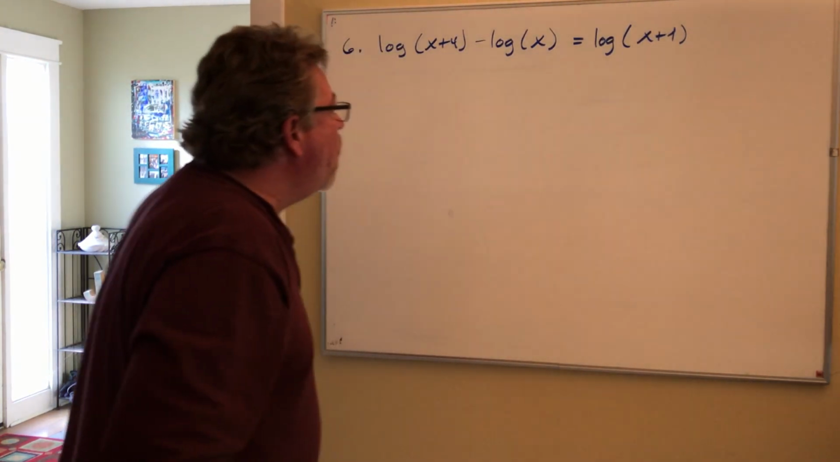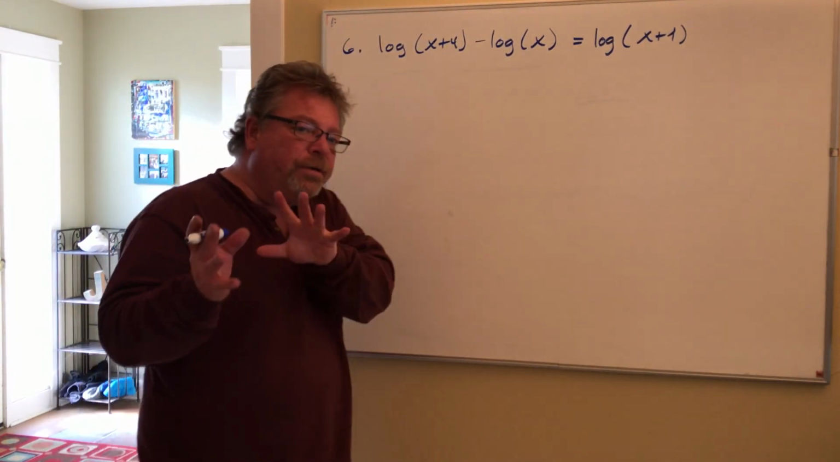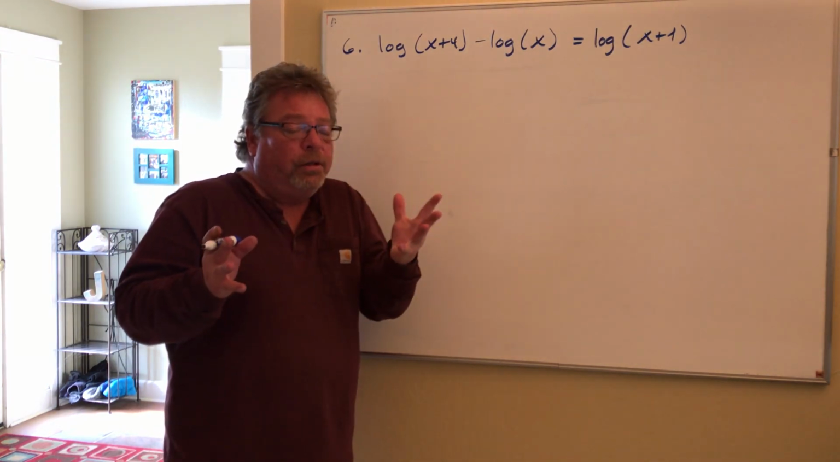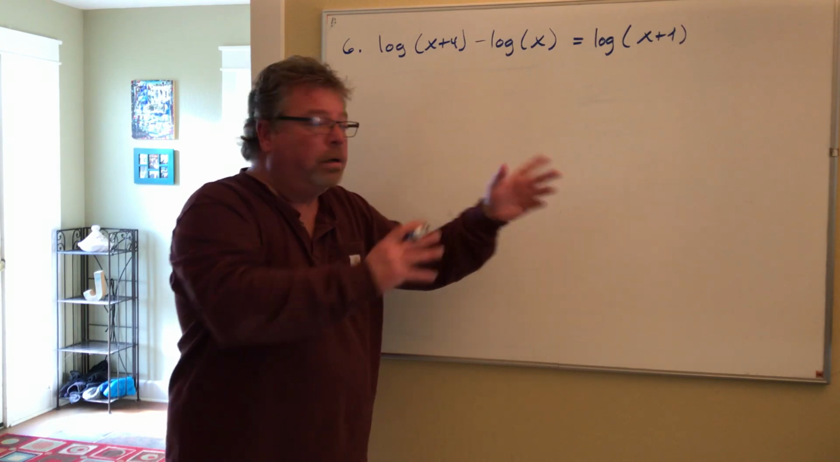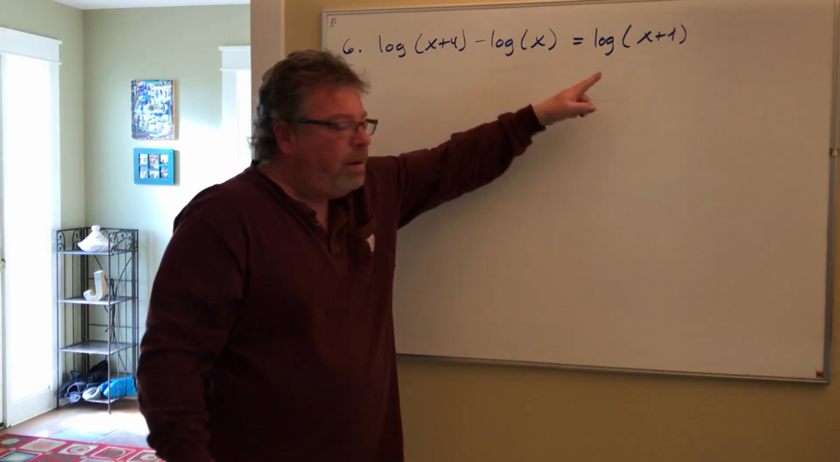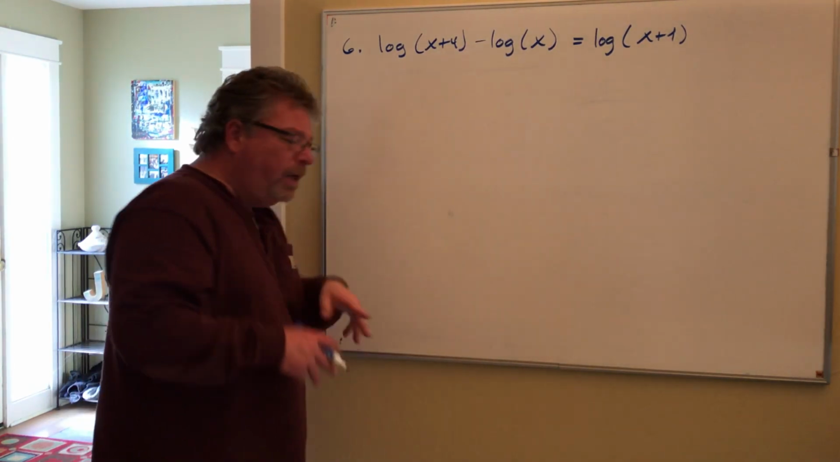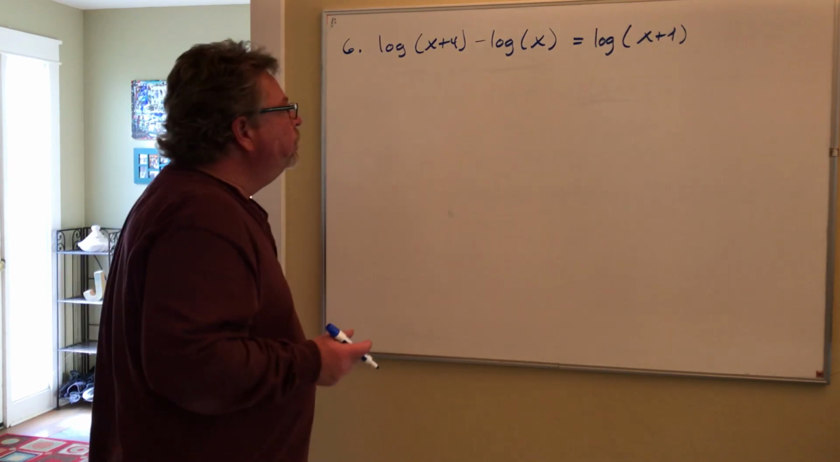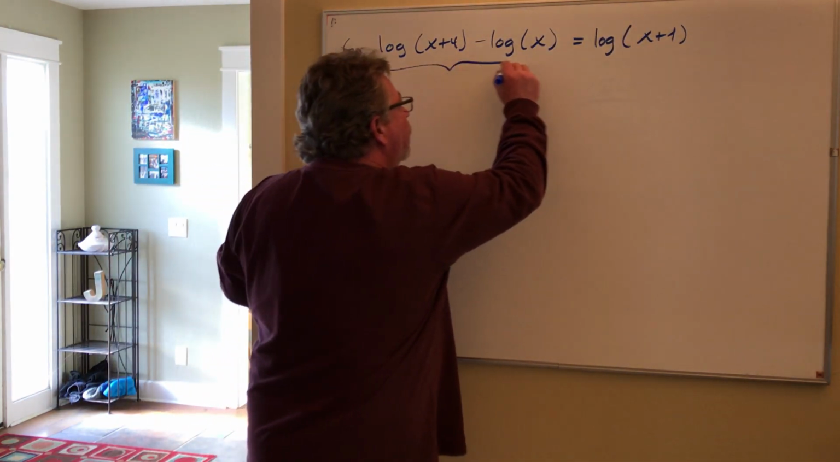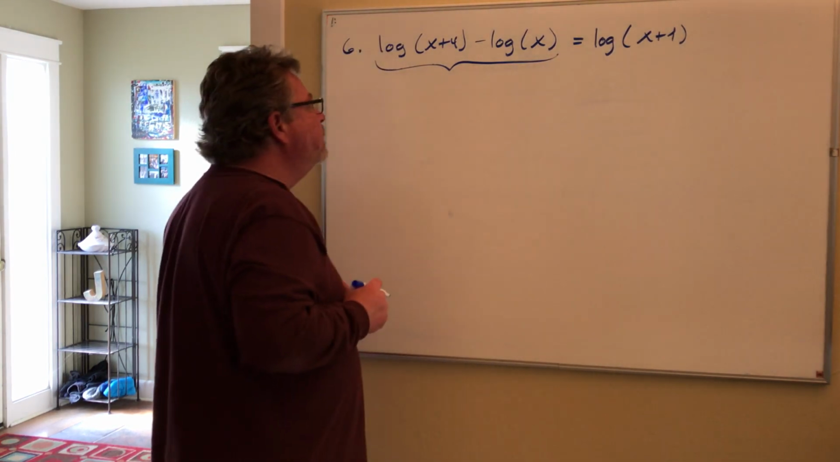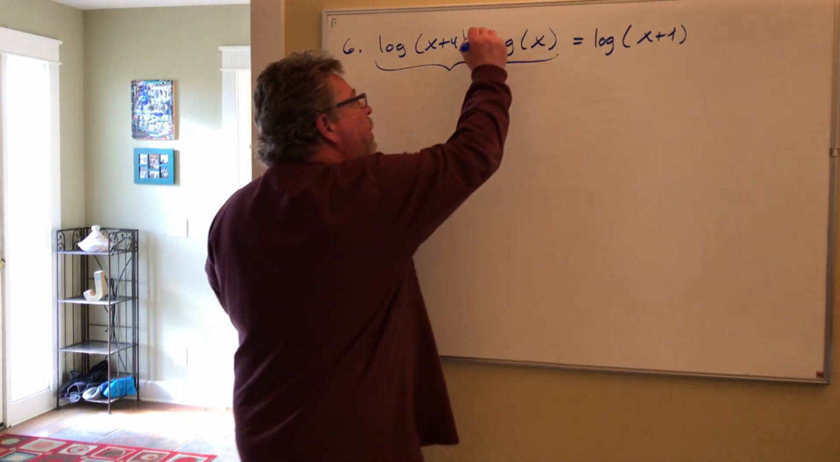Okay, so here we go. This is starting to look, to me anyway, like I should be headed towards log equals log. The base is the same for all of these logarithms, and that's going to be the case for us. So what I need is a way to combine this left-hand side into a single logarithm.